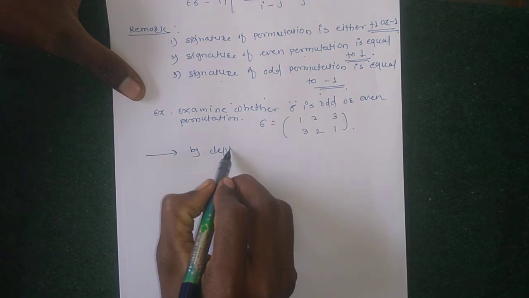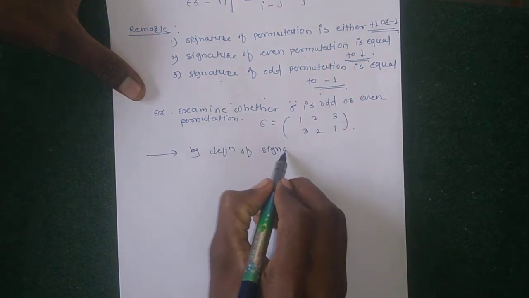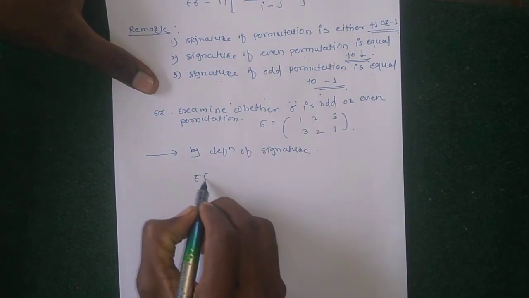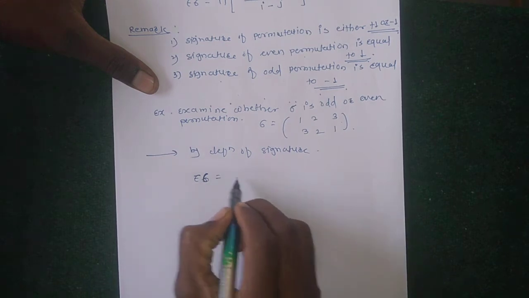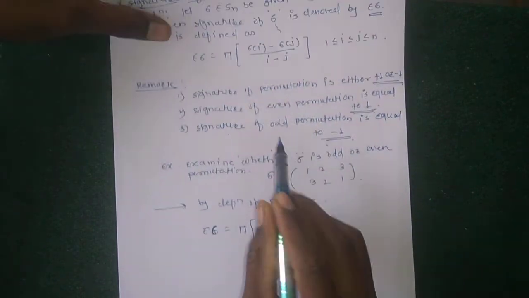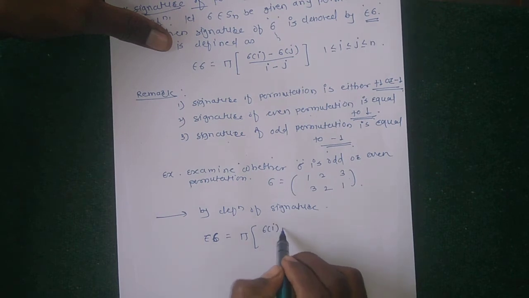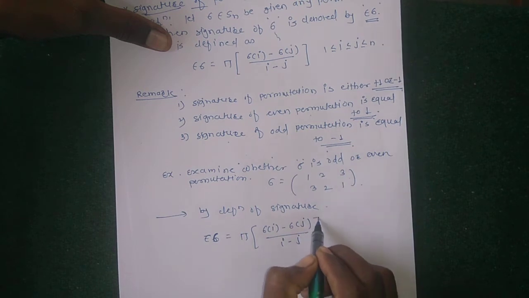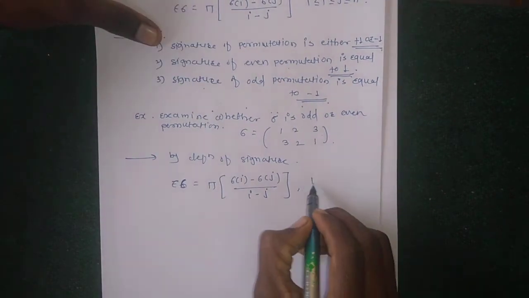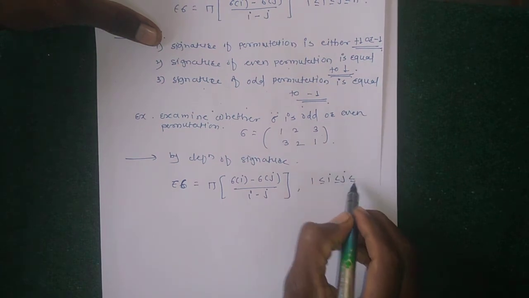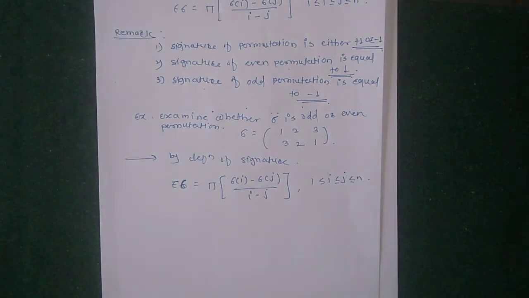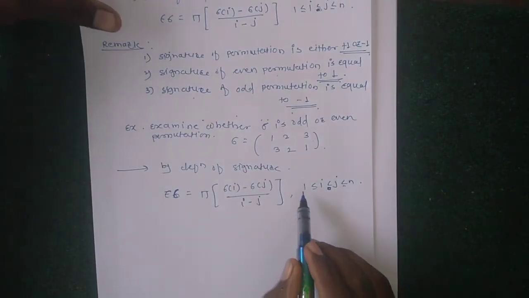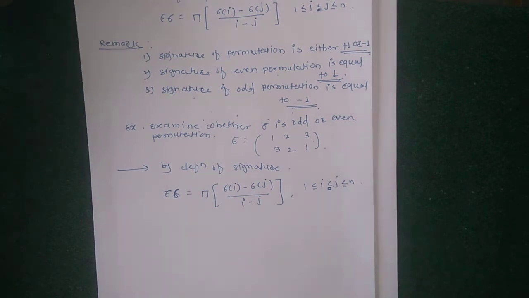How do we find the signature? By the definition of signature. What is the definition of signature? Epsilon sigma equal to the product of sigma i minus sigma j divided by i minus j, where 1 is less than or equal to i, less than j, less than or equal to n. Sorry, here it is not less than or equal, only less than.